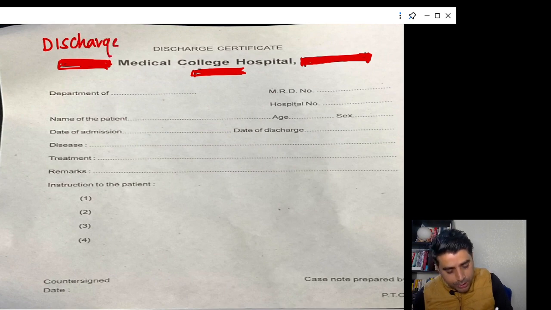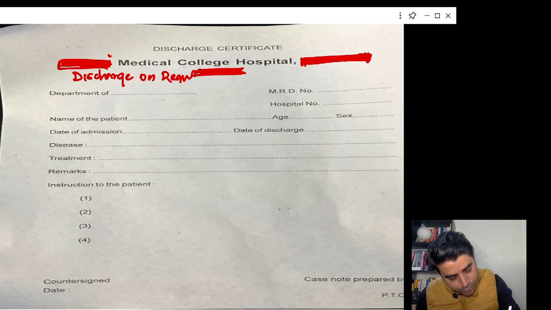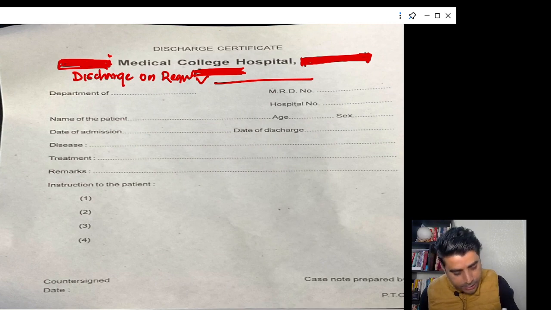Discharge on request. Now this you can write here also, and someone may ask you to write below, because sometimes the patient may tear this paper, so you need to write discharge on request. You need to take the signature here or anywhere in this discharge certificate. Otherwise it's almost the same; that is one signature, and another 2 signatures where you will take, I will tell you later. Okay, so we start with this video.